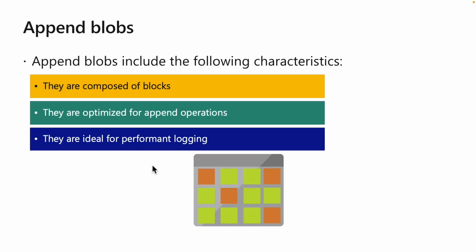Let's examine the characteristics of append blobs. An append blob comprises blocks and is optimized for append operations. When you modify an append blob, blocks are added to the end of the blob only through the append block operation. Updating or deleting existing blocks isn't supported.